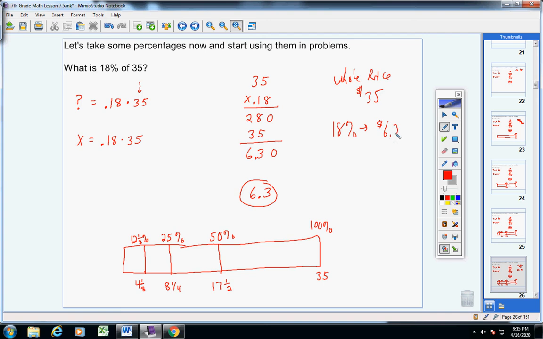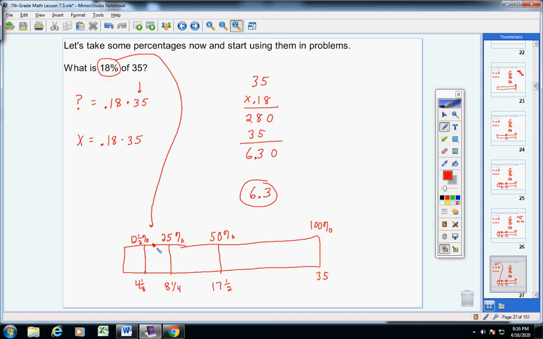Remember? This right here. Let's see if that makes sense, shall we? If this is 12 and this is 25, then 18 would be somewhere around in here, right? Or somewhere around in here, I guess. Yeah, about right here. Okay, now, think of your numbers 4 and an eighth, 8 and a fourth. So if I'm here and you draw a line down to here, doesn't it make sense that 6.3 would be about right here between those two numbers? Sure it does. So your answer makes sense.